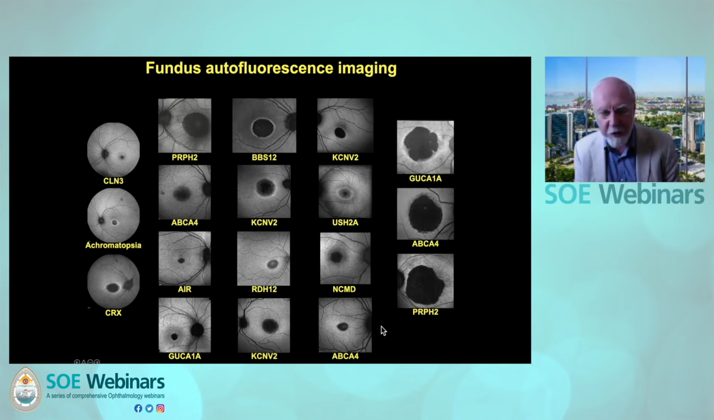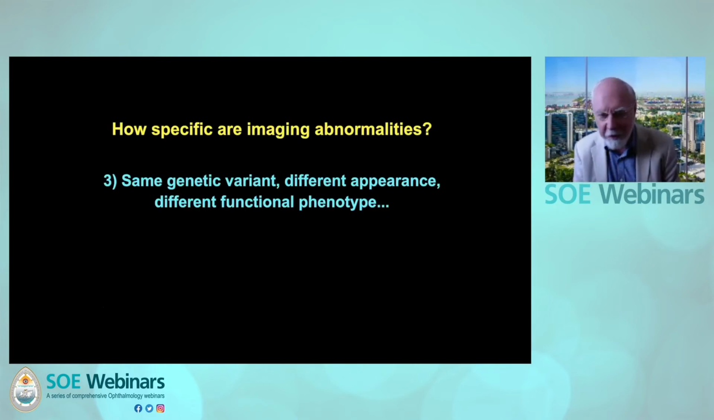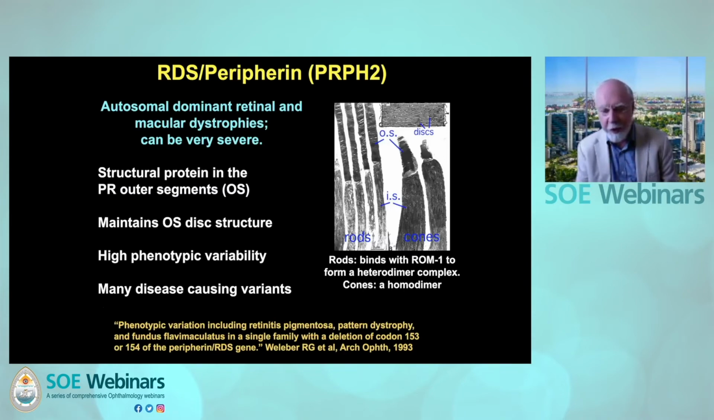What's important also is that most of these disorders are associated with generalized ERG abnormalities and generalized retinal dysfunction, and yet their autofluorescence abnormalities are localized at central retina. Further, you can have the same genetic variant with a different appearance and a different functional phenotype. This was first described by Dick Weleber's group back in 1993, who showed a single family where you could get retinitis pigmentosa, pattern dystrophy, and fundus flavimaculatus in relation to a similar deletion.